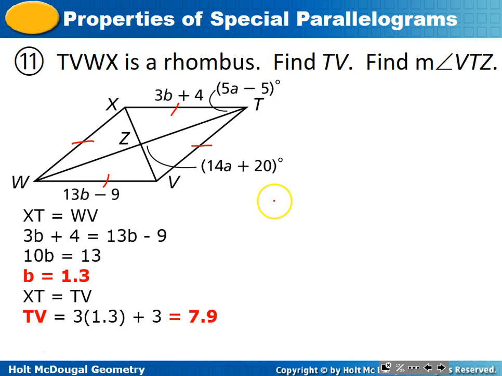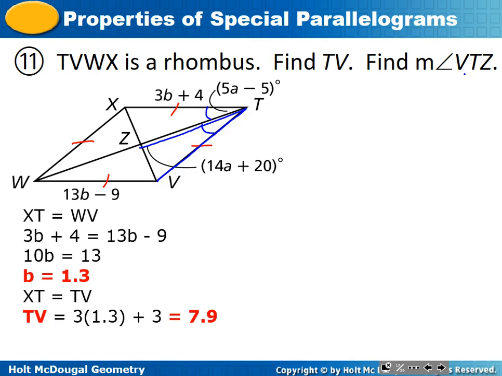Then the next thing it's asking me is to find the measure of VTZ. Well, VTZ is this angle right here. To do that, first we should notice that these two angles are congruent because diagonals bisect that big angle T, right? So those two angles will be equal to each other. Well, the problem is I can't solve for 5A. I can't solve for the A right now because I don't have enough information from that particular equation.